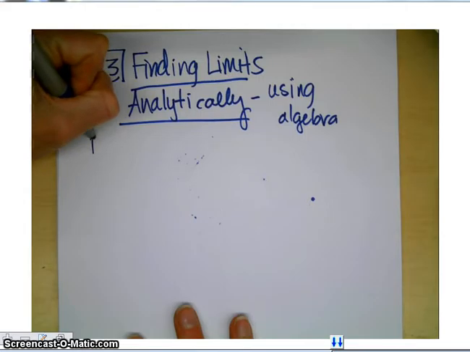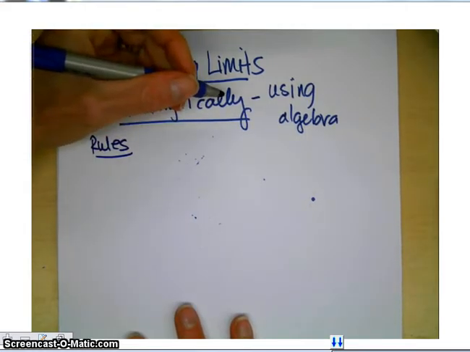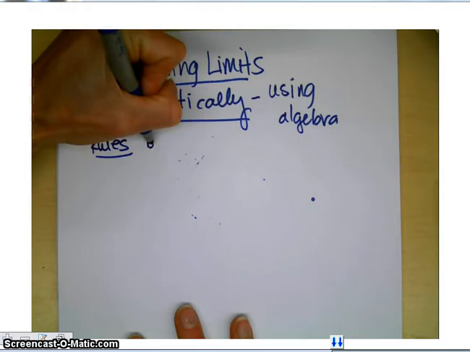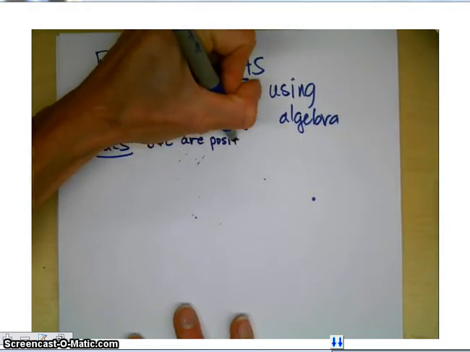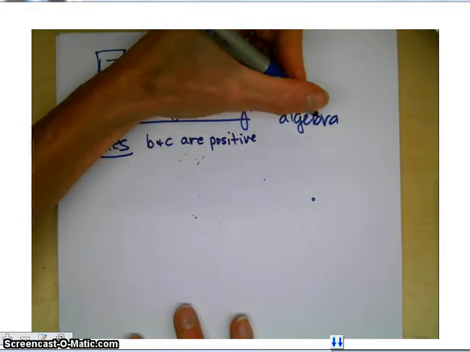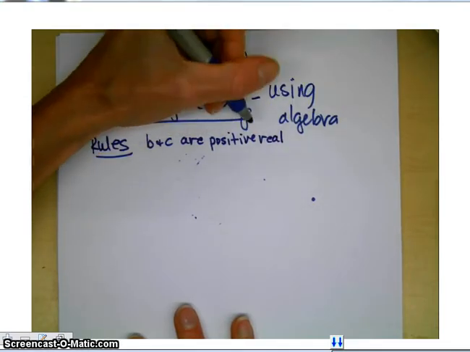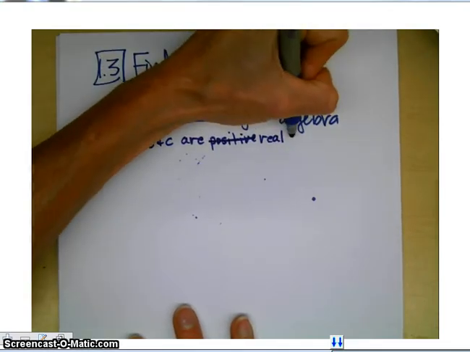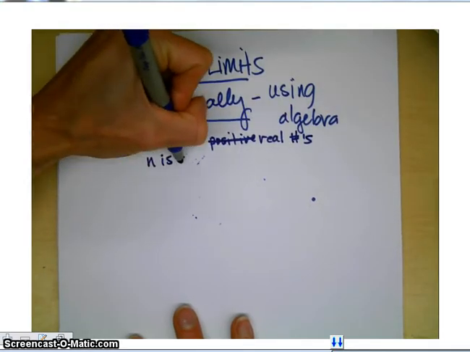So here are some basic rules for finding limits. Basic limits that we know. And what we know is that B and C are positive real numbers. Well, they don't even have to be positive. B and C are real numbers. And N is a positive integer.